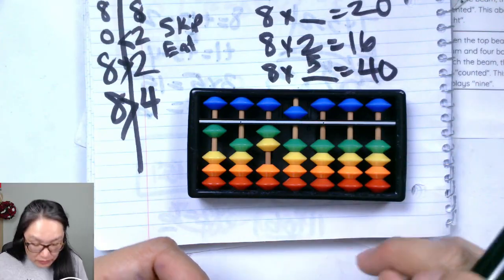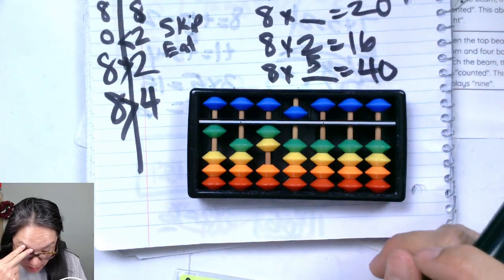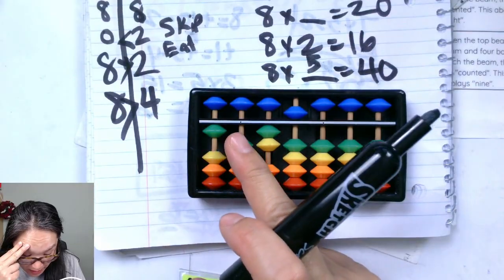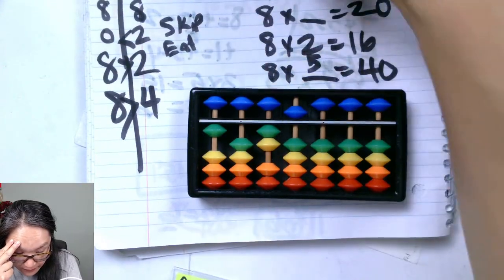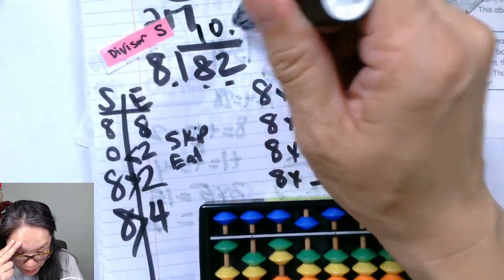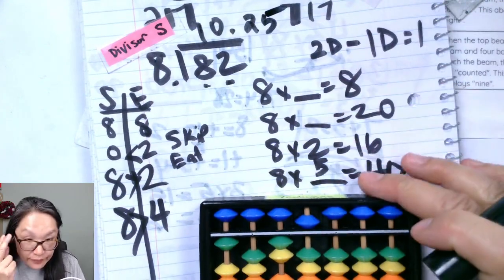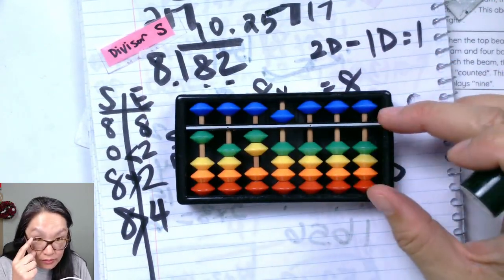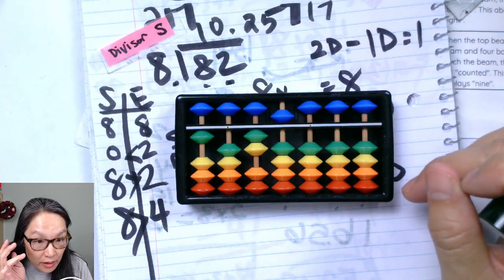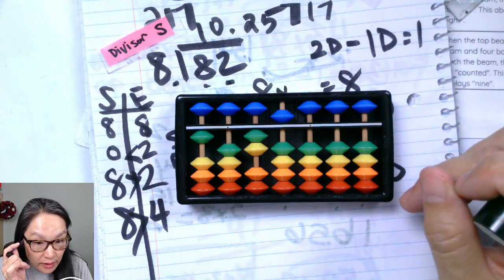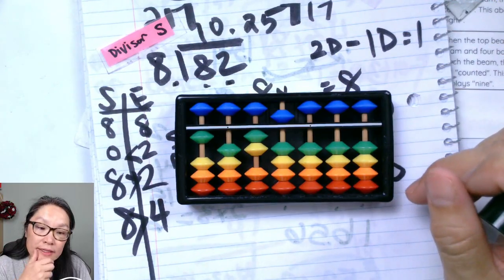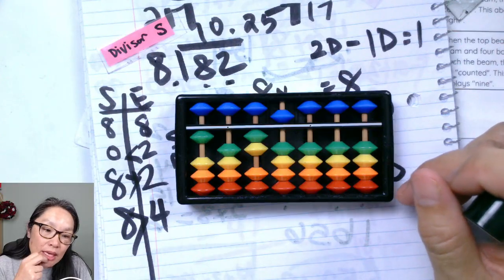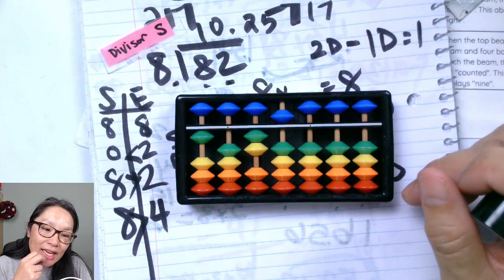So what's my final answer? My final answer is 10.25. That's what my answer is. Yes, that's what it is. 10.25. Does that make sense? That was a trick.